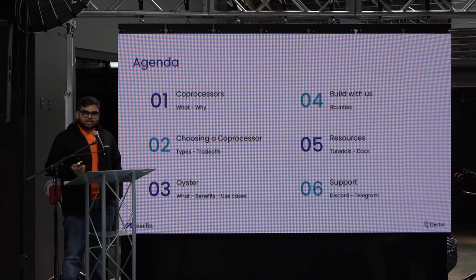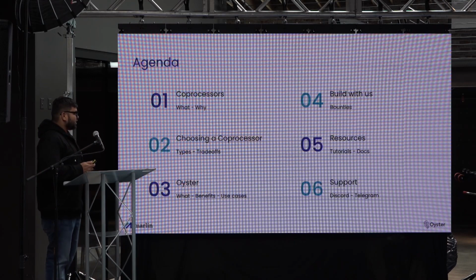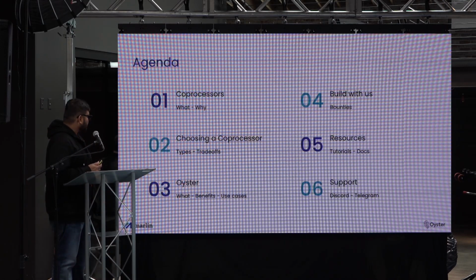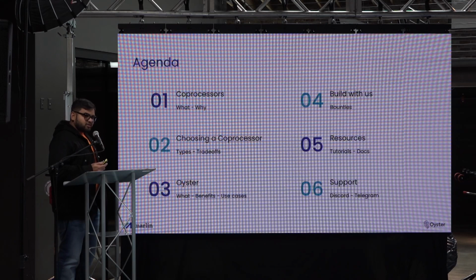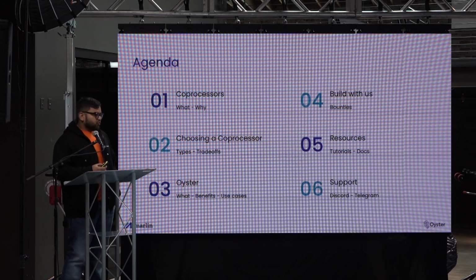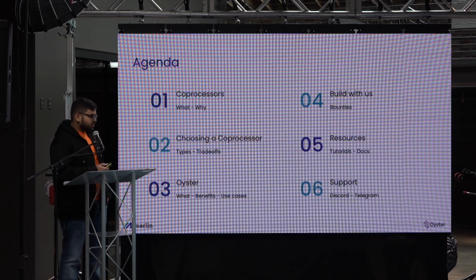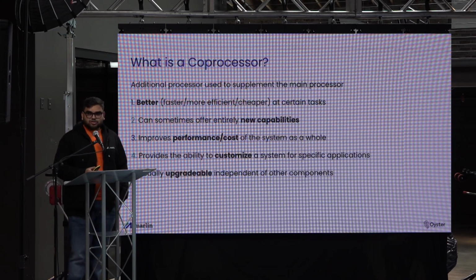So the first thing that we want to talk about in this whole hackathon event is what is a coprocessor? Why do we need it, right? That is the first thing that we want to touch upon. The second thing is, how would you choose a coprocessor? There are multiple kinds of coprocessors out there. And then we will dig a bit deeper into Oyster, which is the Marlin's coprocessor. Then we'll touch upon the bounties, resources, and any support that we offer. Okay, so let's get started.